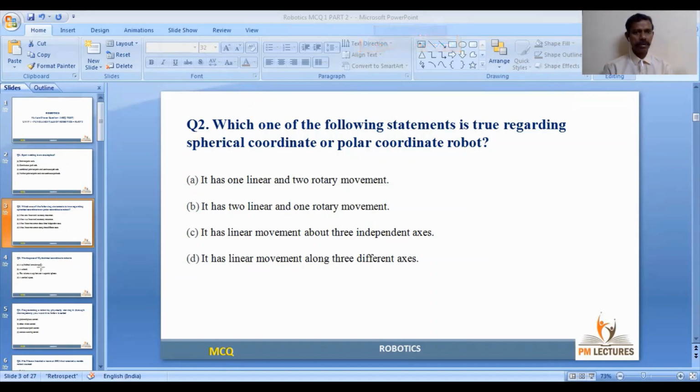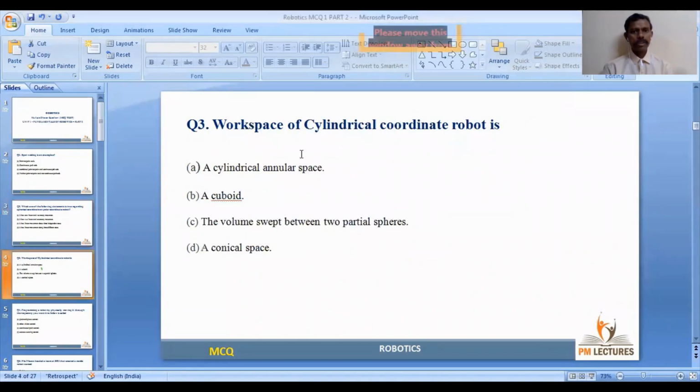Next question. Third one. Workspace of cylindrical coordinate robot is option A, a cylindrical annular space, option B, a cuboid, option C, the volume swept between two partial spheres, option D, a conical space. So for the third question, the workspace of a cylindrical coordinate robot is a cylindrical annular space. Option A is the correct answer.